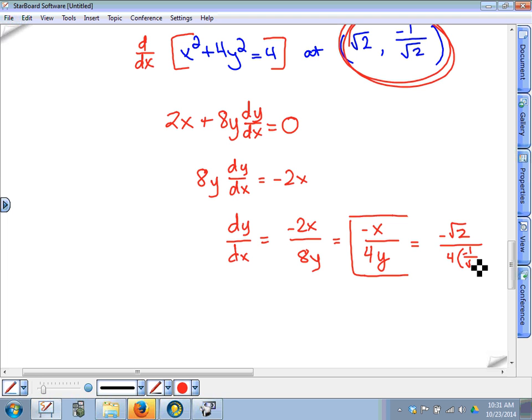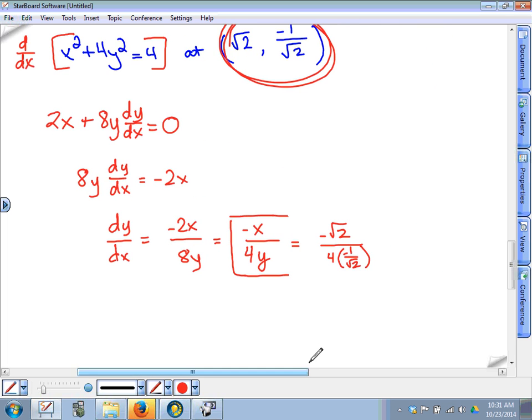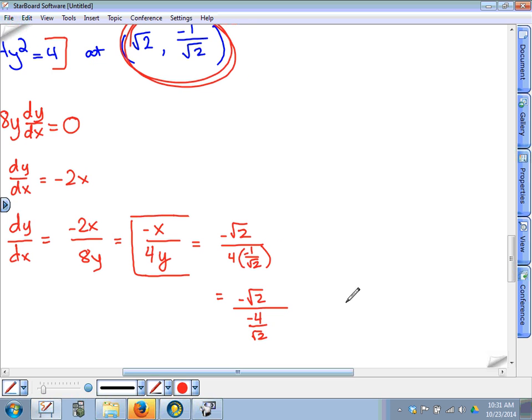negative 1 over root 2. But this is negative square root of 2. Excuse me. Divided by negative 4 over root 2. So you can multiply by the reciprocal, negative square root of 2 over 4.